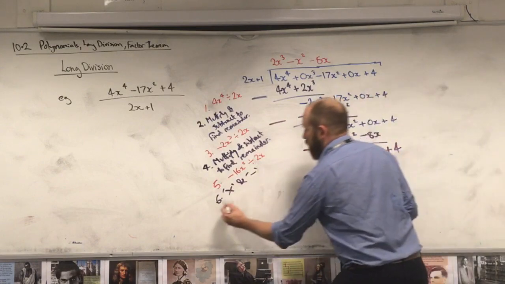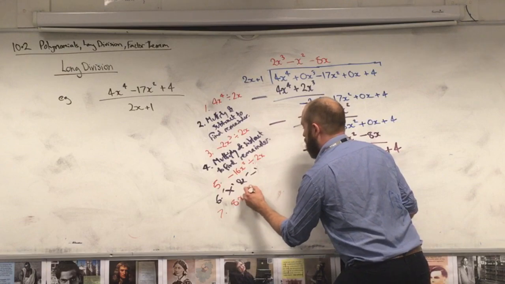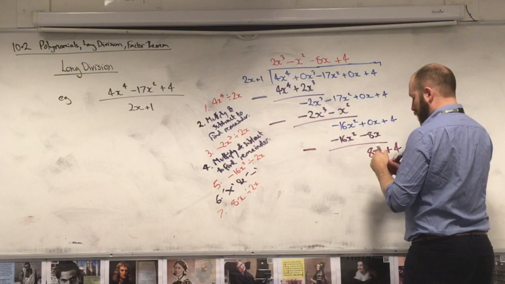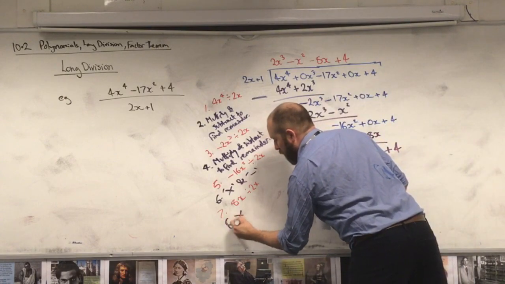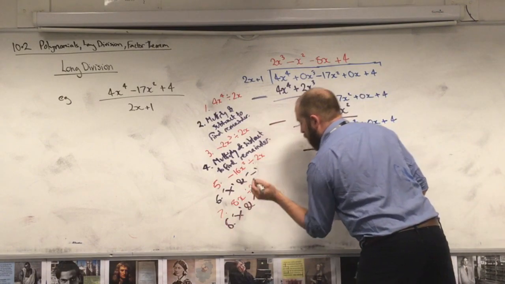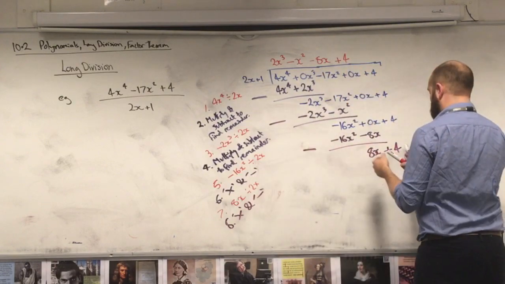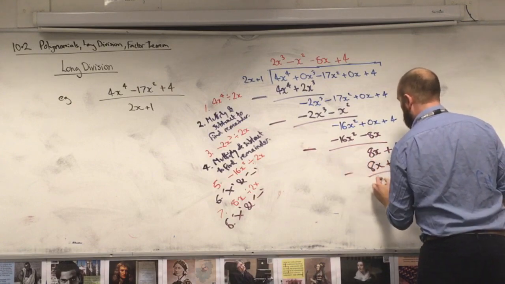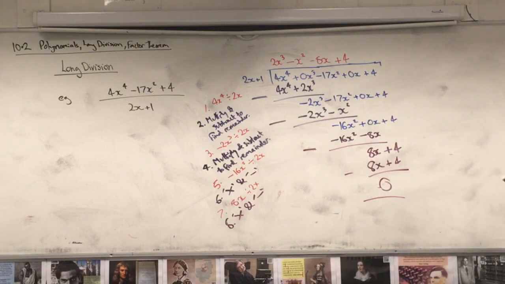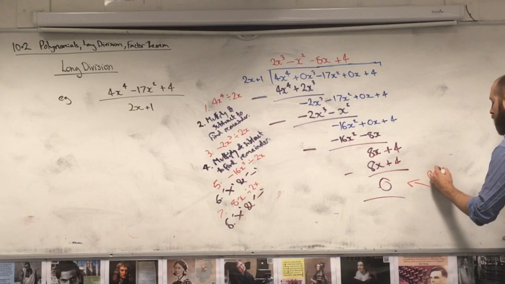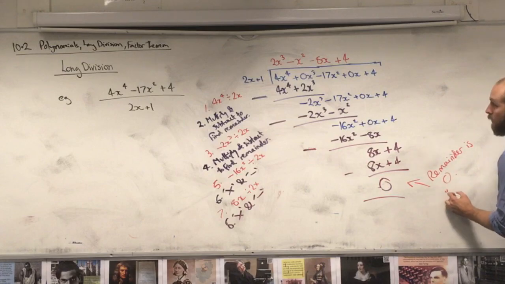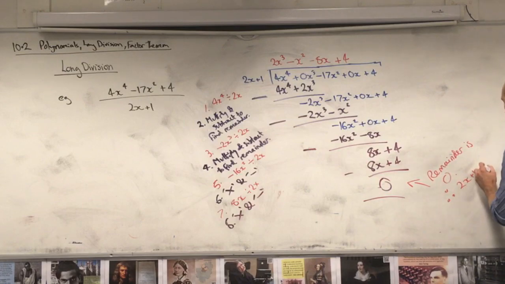Last step. 8x divided by 2x gives us plus 4. Times to check. Multiply and subtract. 4 times 2x plus 1 gives us 8x plus 4. Subtract. Again we get 0. So again, the remainder is 0. Therefore 2x plus 1 is a factor.